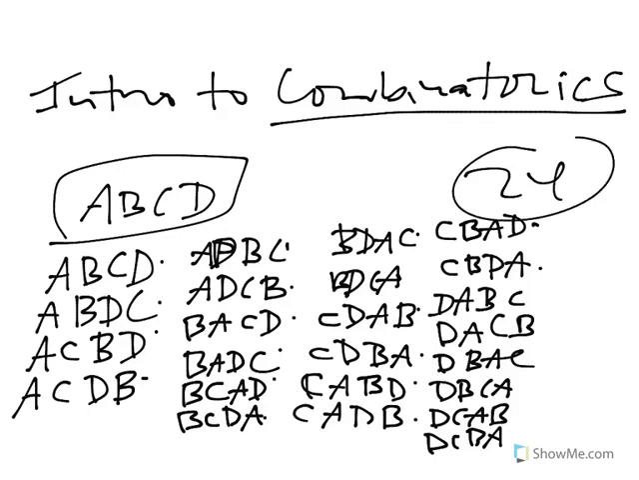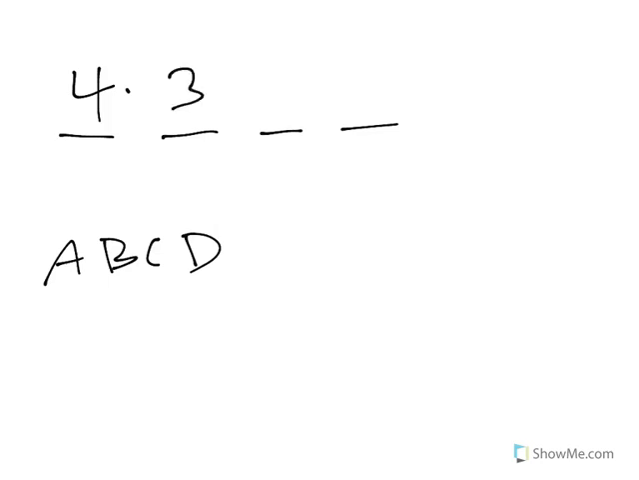We could have predicted that, though. If I have the four letters A, B, C, D, there are four different things that can go in the first position. But once one thing is used, there's only three things to be put in the second position, two things to be put in the third, and one thing to put in the fourth.